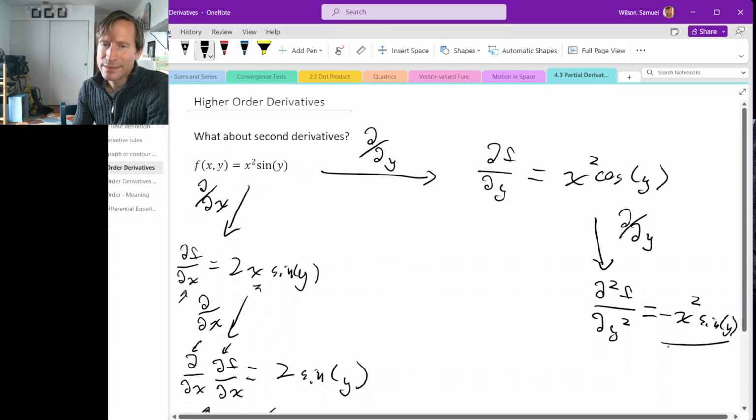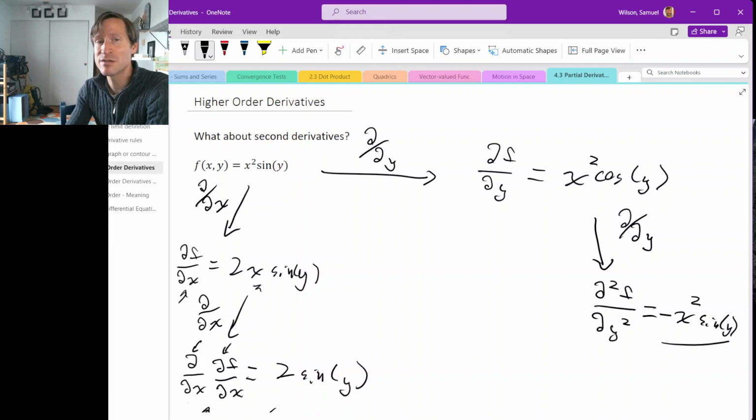But this isn't the whole story. At each stage of a derivative, we could differentiate by either variable. So that means there are two more second derivatives. We've calculated 2 second derivatives, but there are actually 2 more second derivatives.